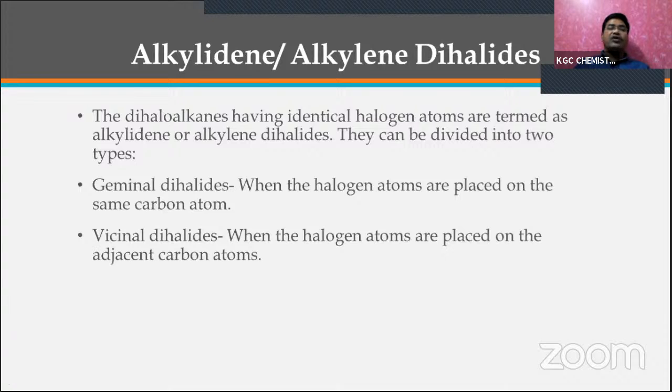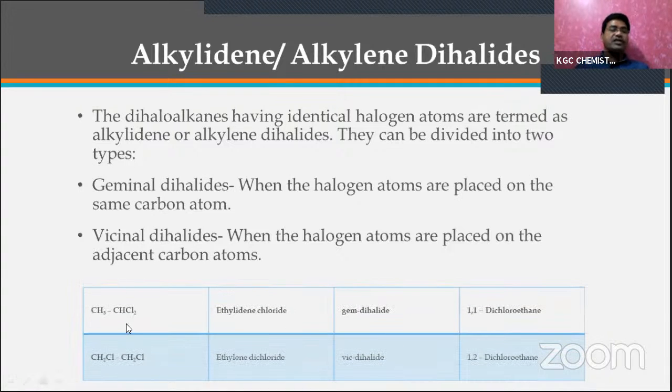Now, the dihaloalkanes having identical halogen atoms are termed as alkylidenes or alkylene dihalides. They can be divided into 2 types. Geminal dihalides, when the halogen atoms are placed on the same carbon atom. Vicinal dihalides, when the halogen atoms are placed on the adjacent carbons. You remember these 2 terms are important. Gem and Vic. Geminal dihalides means 2 halogen atoms on the same carbon. Vicinal dihalides means dihalides on the adjacent carbons.